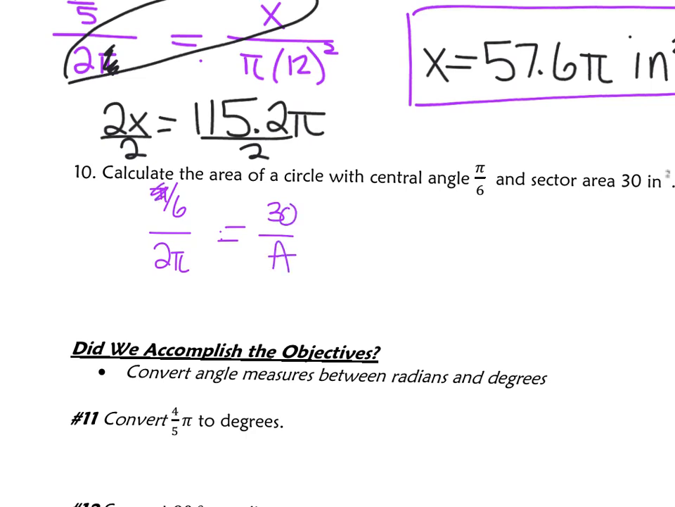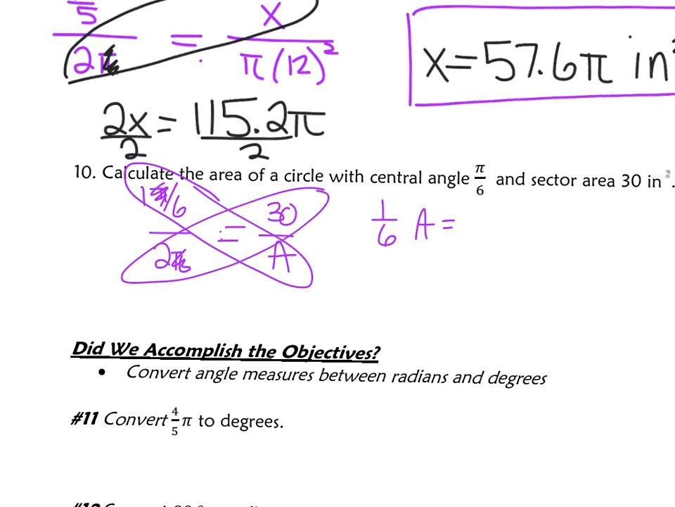All right, the pi's cancel, but remember that doesn't mean I'm left with 6 in the numerator, I'm left with 1/6. So when I cross multiply, I will get 1/6 area of the circle equals 2 times 30, which is 60. To get A by itself, I'm going to multiply both sides by 6, giving me a final area of the circle of 360 inches squared because it's the same units. Now it should be smaller than the area of a sector because the sector is just a piece of the circle.